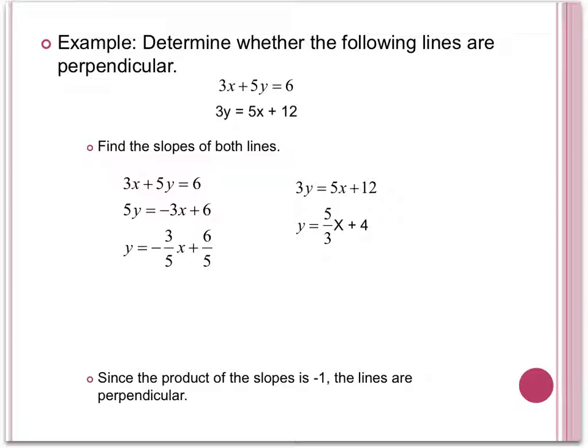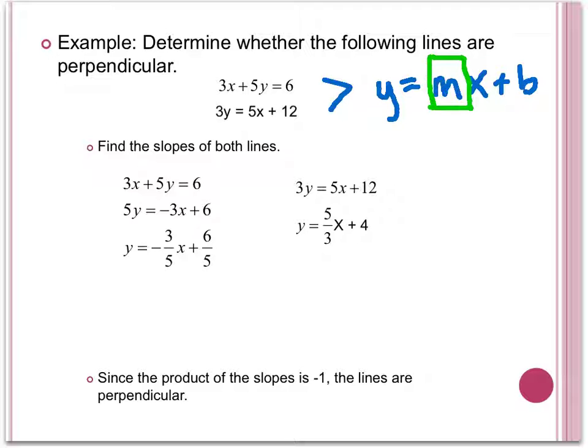Now let's do another example. Determine whether the following lines are perpendicular. 3x plus 5y equals 6, and 3y equals 5x plus 12. Instead of using 2 points to find the slope of a line, we're going to rewrite each of these equations into slope-intercept form. That is simply y equals mx plus b. So for each of these equations, we're going to solve for y, and after we do so, we can find the slope. The slope is m. It's the coefficient in front of the x. So it's just the number in front of the x.